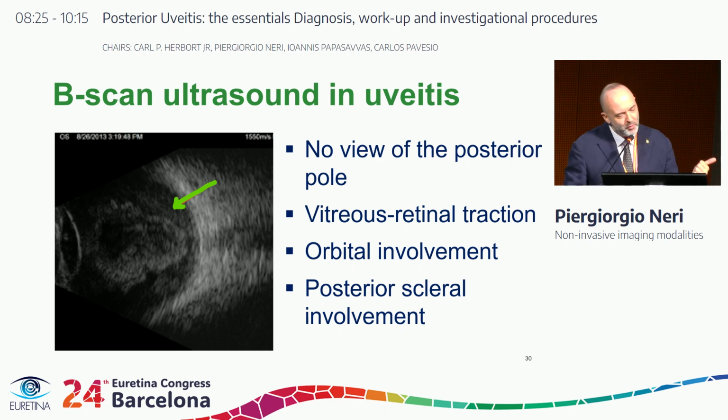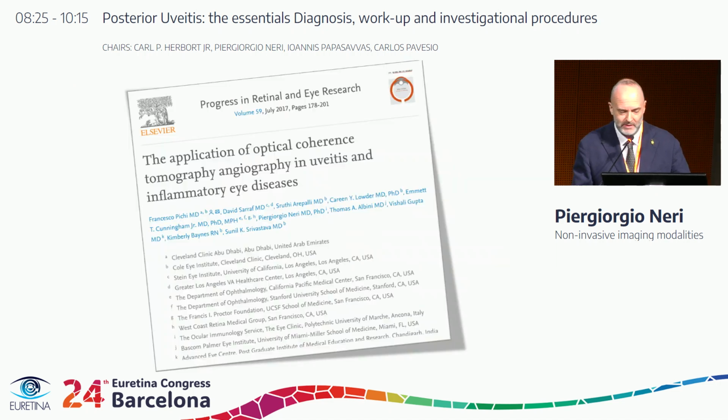So when you have no view of the posterior pole, vitreoretinal tractions are not visible, or the orbital involvement in some cases is important. Having a good technician for the B-scan ultrasound, or for ultrasound in general, is very important to solve potentially very tough diagnoses. And of course, the posterior scleral involvement, remember the T-sign for posterior scleritis, is very important, and with the B-scan ultrasound you can do that.